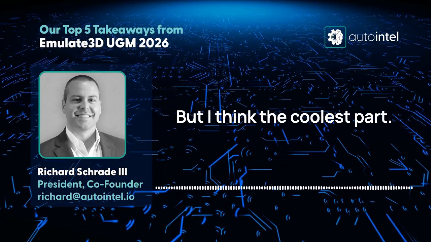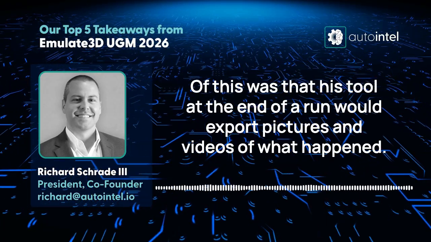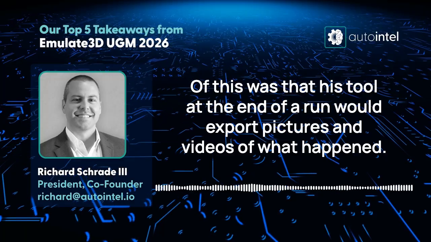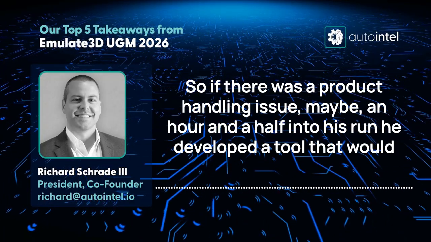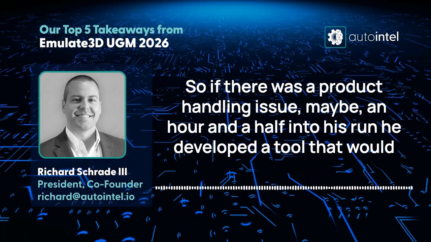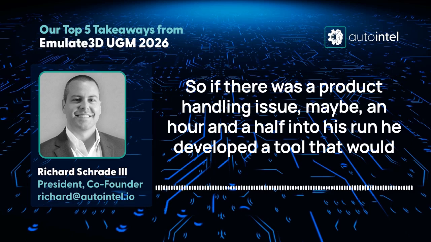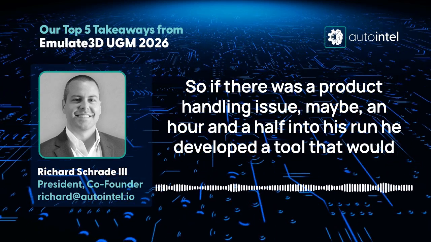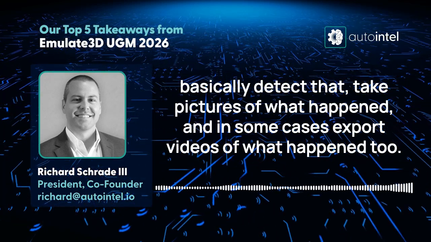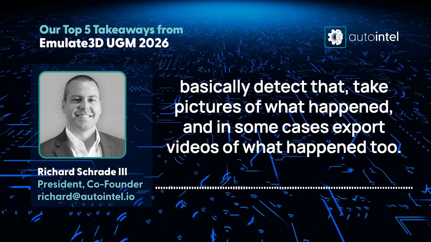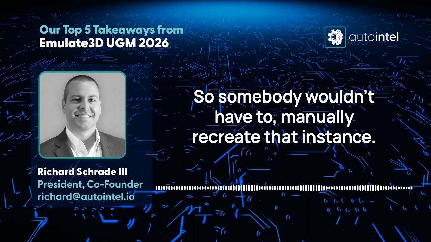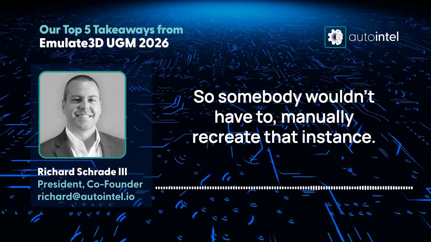But I think the coolest part of this was that his tool at the end of a run would export pictures and videos of what happened. So if there was a product handling issue, maybe an hour and a half into his run, he developed a tool that would basically detect that, take pictures of what happened, and in some cases export videos of what happened too, so somebody wouldn't have to manually recreate that instance.